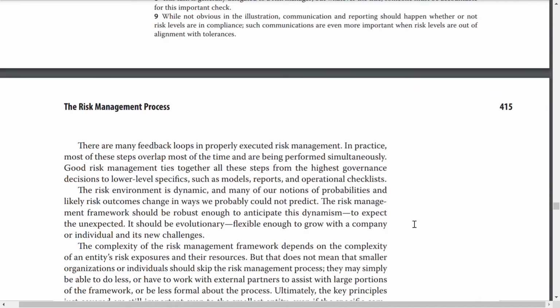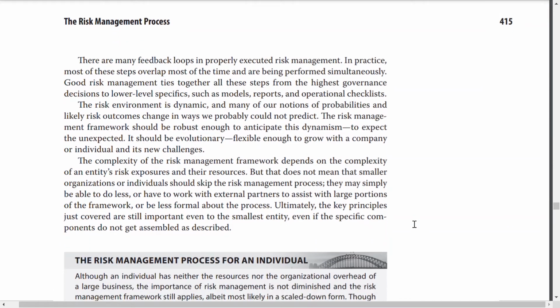There are many feedback loops in properly executed risk management in practice. Most of these steps overlap most of the time and are being performed simultaneously. Good risk management ties together all these steps from the highest governance decision to the lowest level specifics, each as a model, report, and operational checklist.